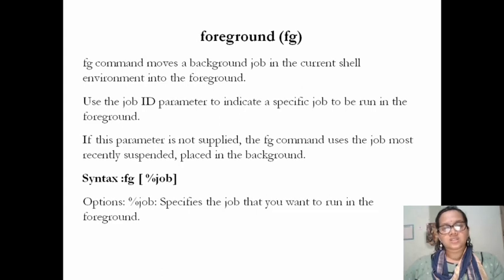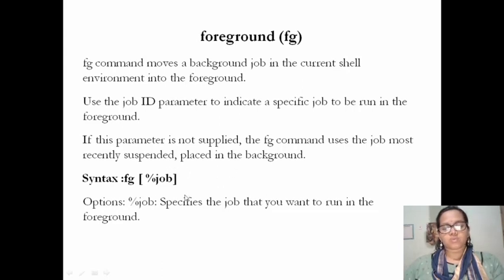So this is how we can tell foreground and background. What we are doing over here is bringing our background job to our foreground by using this command, the FG command, which moves a background job in the current shell environment into the foreground. It will use the job ID parameter to indicate a specific job to run in the foreground. If this parameter is not supplied, if I have not given any job ID, then the FG command uses the job most recently suspended and placed in the background.